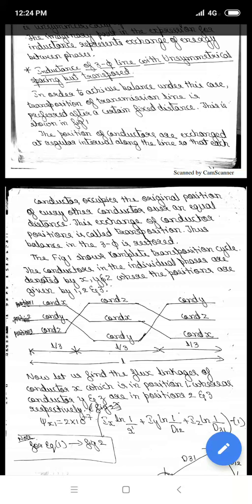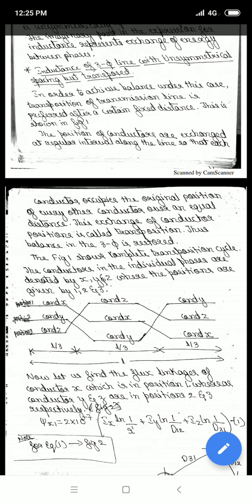Good morning, everyone. Today we shall discuss inductance of a three-phase line with unsymmetrical spacing but transposed. What is the meaning of transposition? Transposition means conductors are exchanged at regular intervals along the line so that each conductor occupies the original position of every other conductor over an equal distance. This exchange of conductor position is called transposition.